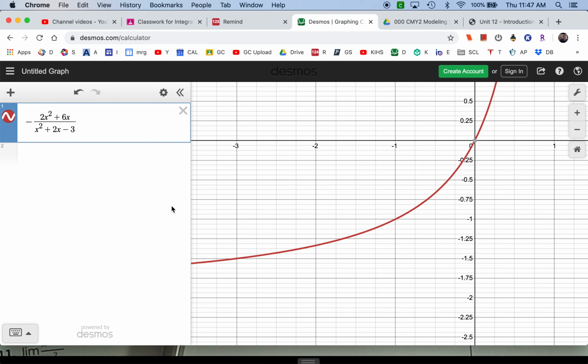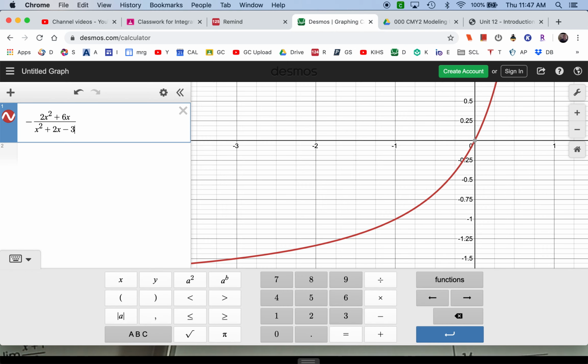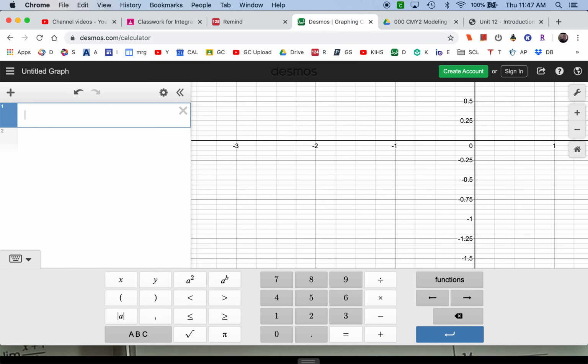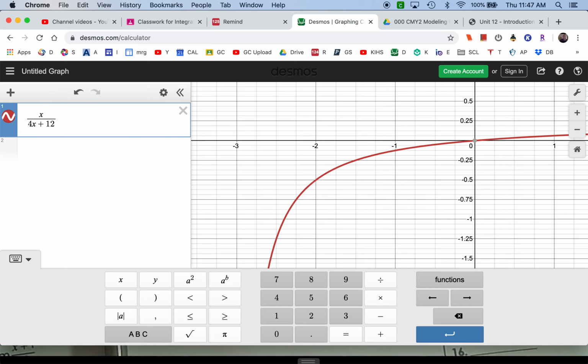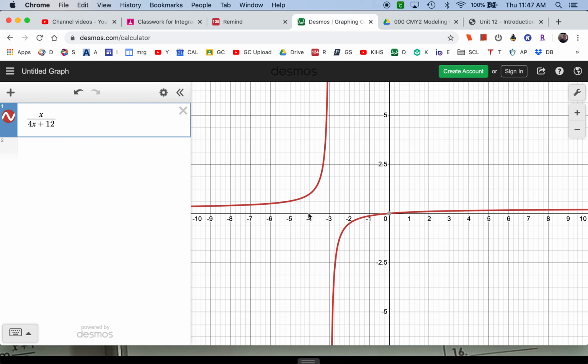All right, let's look at number 10. For number 10, we have x, and then we have 4x plus 12. What's the limit as x approaches -3, but from the right? If I get a sense here, at -3, there's an asymptote. And from the right, the answer is -infinity. Or you could have put down does not exist. Both would be correct answers.